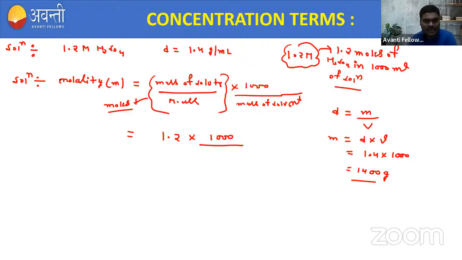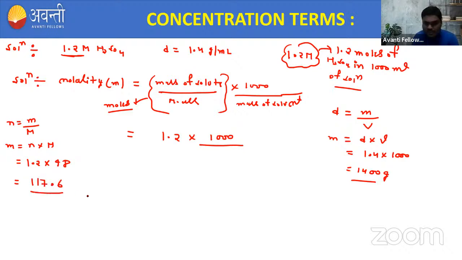Now what is the mass of the solute? Can anyone tell? We know number of moles is equal to mass upon molar mass, so mass is equal to number of moles into molar mass. The number of moles here is 1.2. What is the molecular mass of H2SO4? We all know it is 98. So 1.2 into 98 comes out to be 117.6.